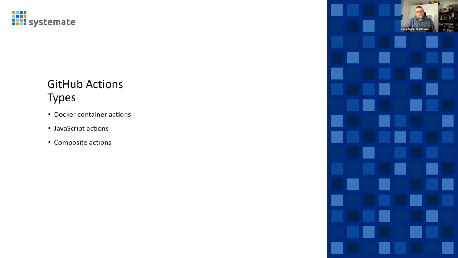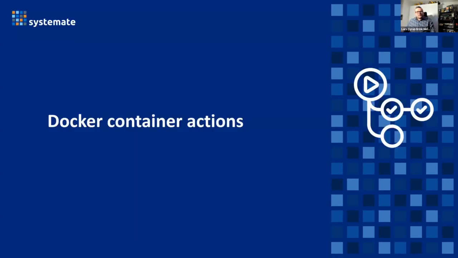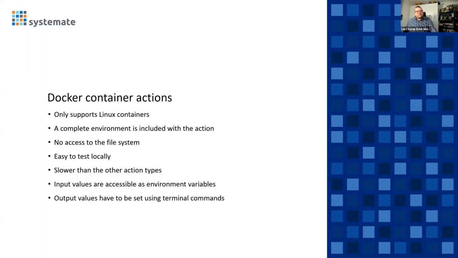And the final type is the Composite Actions. They are a bit special. Let's look at the first one in a bit more detail here. One thing to note is that they only support the Linux containers, so you can't write a GitHub action in a Windows container. The benefit is that you have an entire environment that's included with the action, so it doesn't depend on the GitHub runner that runs the workflow, because a container image is instantiated that brings the entire environment that you need for your action to run.